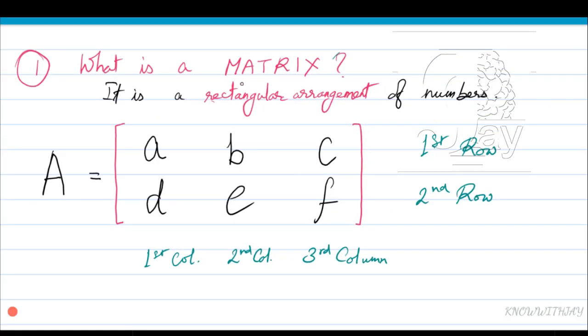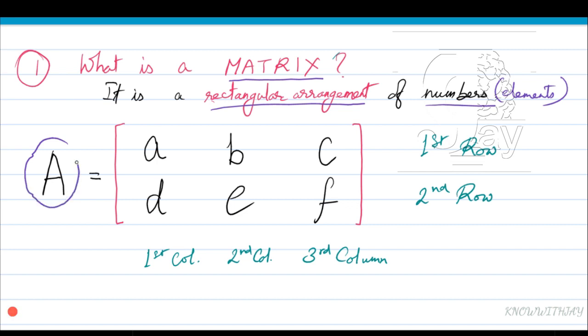So, what is a matrix? A matrix is a rectangular arrangement of numbers, which are also called the elements of the matrix. Now, as you see, a matrix is generally represented with the help of a capital letter. It can be any letter of the English alphabet, and you can see the numbers are arranged in rows and columns.